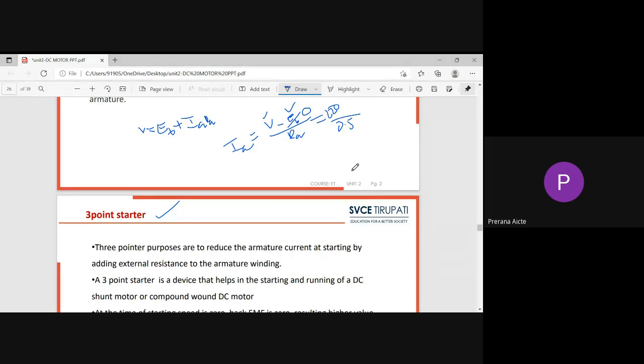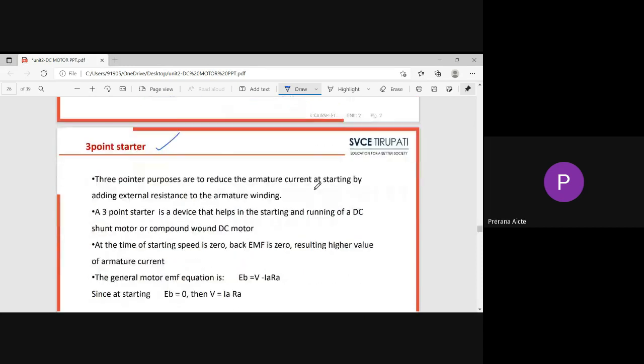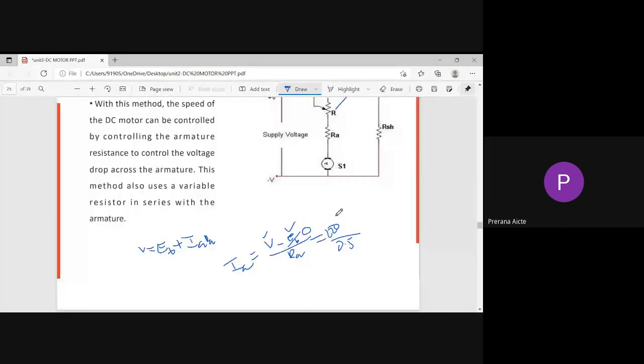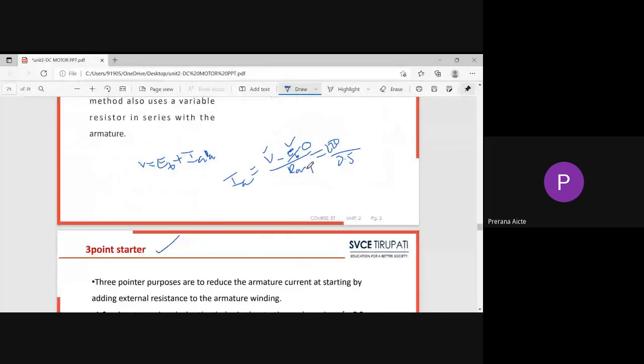Why? Because EB, the back EMF, is going to be 0. The motor is at rest position, so the back EMF developed in this motor is 0. That's why a huge amount of current is drawn from the supply mains, nearly 20 to 40 times the rated current, and the motor is going to be damaged. For that, we place some resistance in series with the armature circuit. When this resistance is increased to the maximum value, the IA current will automatically reduce.